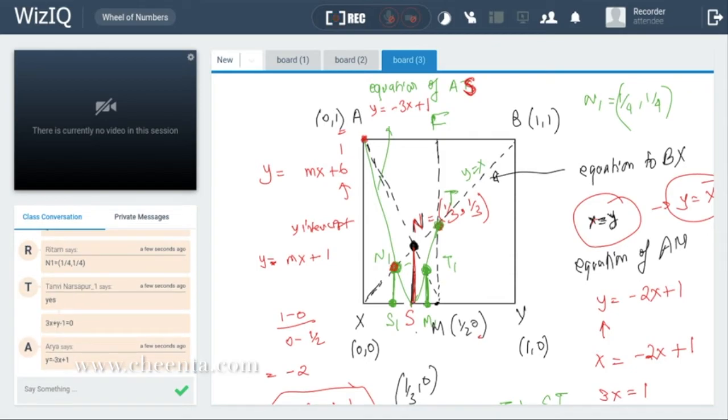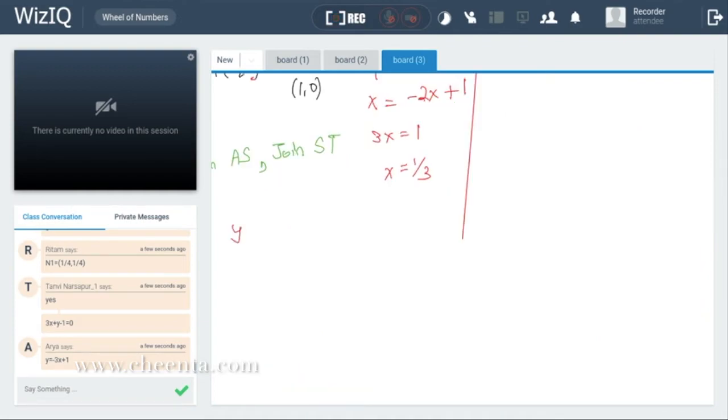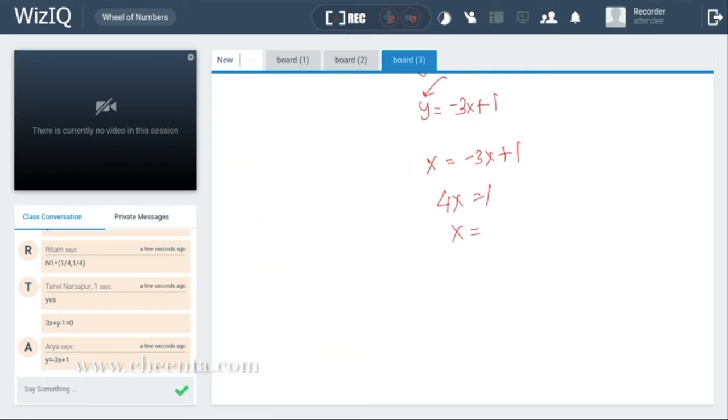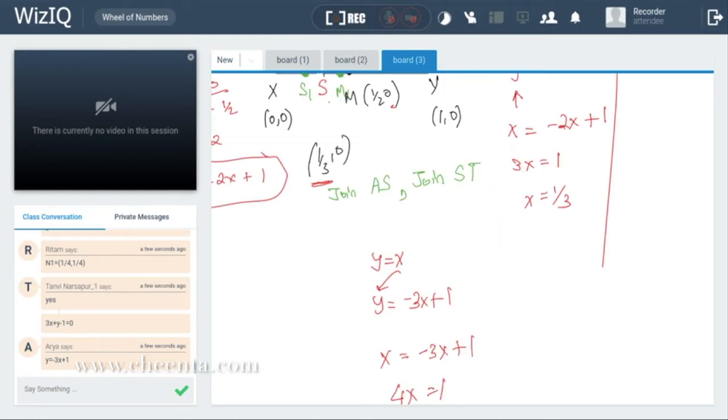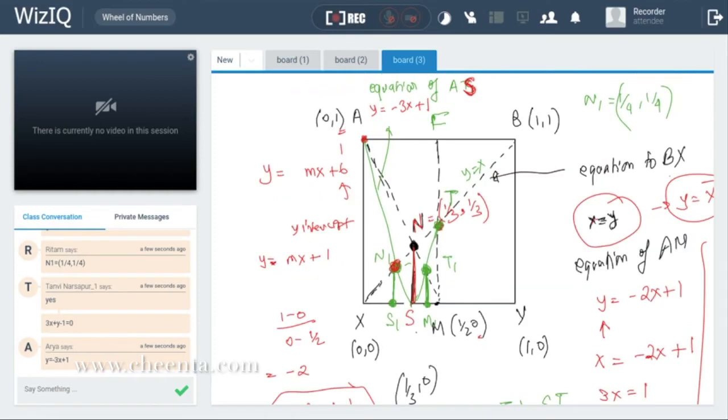So where is it intersecting with the y equal to x line? So you replace y by x. So you are solving now y equal to x and y equal to negative 3x plus 1. So now replace y by x. So x equal to negative 3x plus 1. So 4x equal to 1 or x equal to 1/4. So that is the x coordinate.